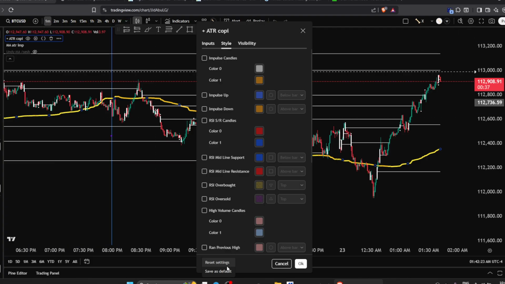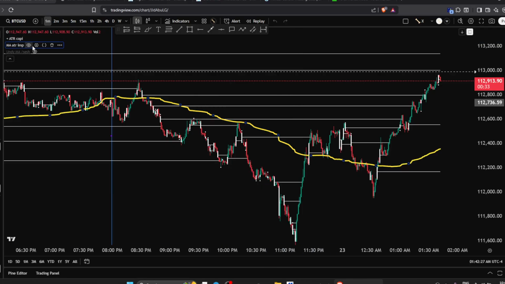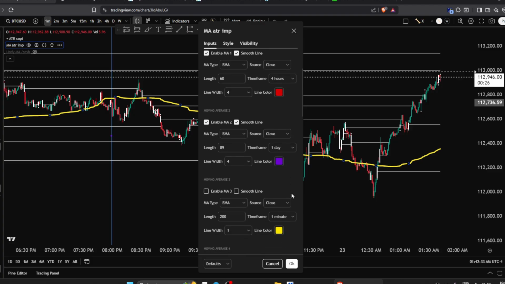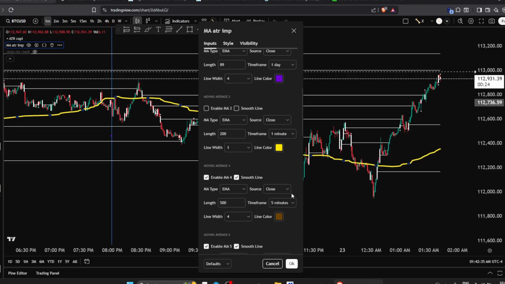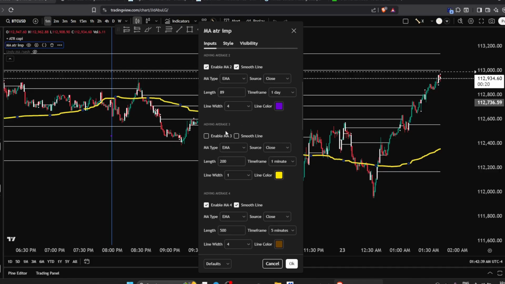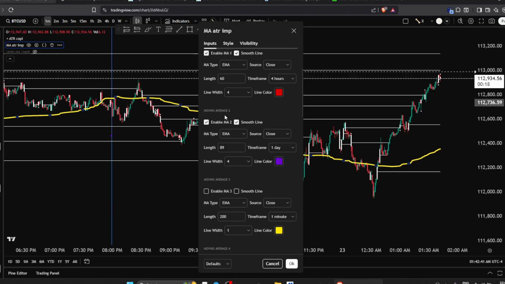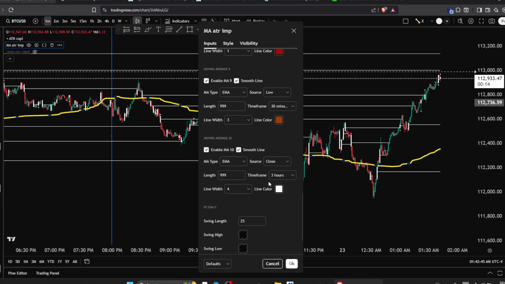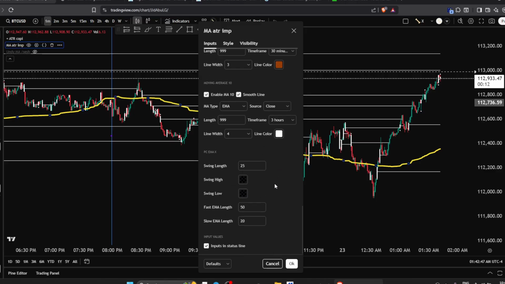Also, once you're all finished, just click save as default. And then for the next one, it looks like this. Here's all the settings for this one. Don't bother with changing any of these moving average ones. Just make sure all these are the same.